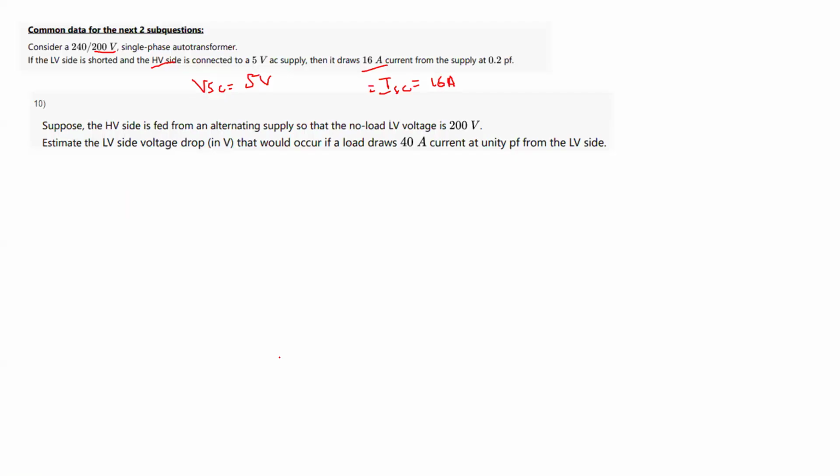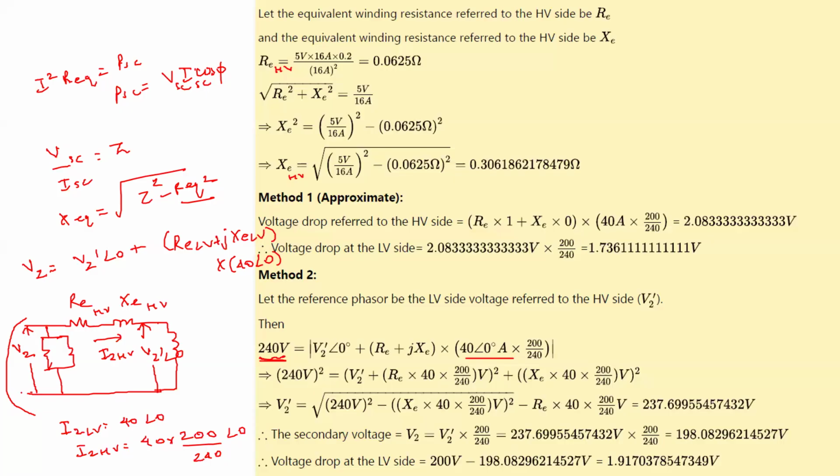Okay. So how do we know it is applying? It is said that suppose the HV side is fed from an alternating supply so that the no load voltage is 200 volt. So they are saying that if you apply some voltage here, you get 200 volt. So what voltage do you apply? You apply 240 volt only, right? So they are saying you are applying basically 240 volt. So they are saying that V2 is 240.